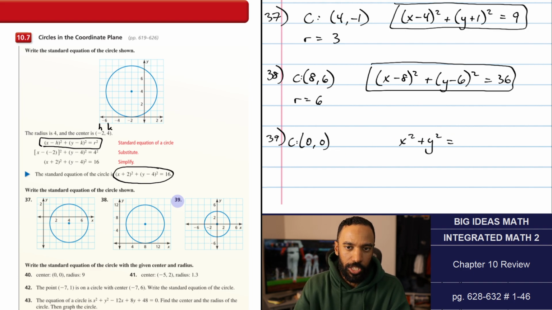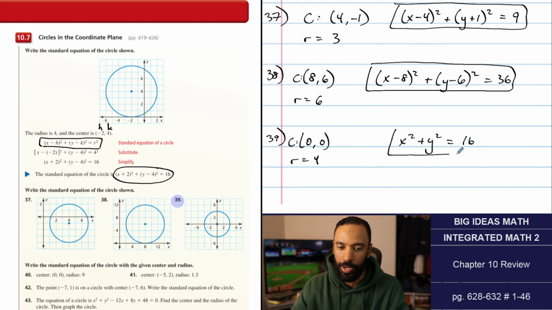What's the radius? This goes by 2s as well, you can tell. So 2 and 4, radius is 4. So r squared is 16. And that's the equation of that circle.